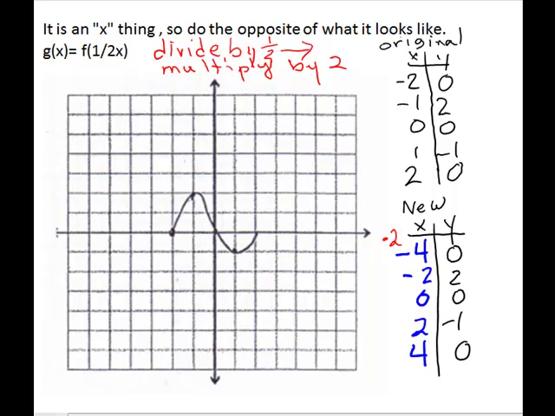Now we'll plot those. So negative 4, 0. Negative 2, 2. 0, 0. 2, negative 1. And 4, 0. And then we'll connect. And now we'll notice that our width has changed. It has increased. Our original was 4 units across, and our new one is going to be 8 units across.